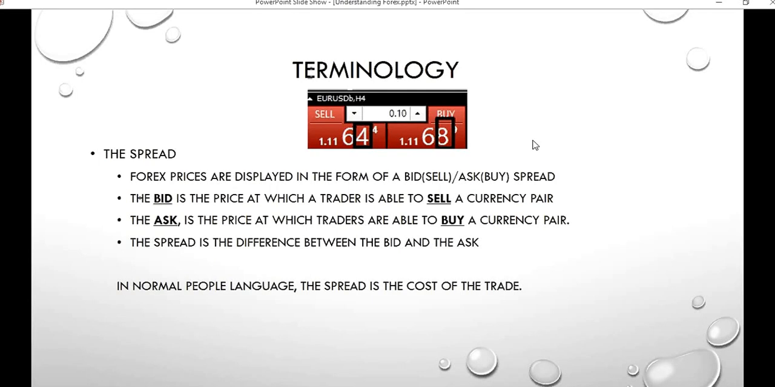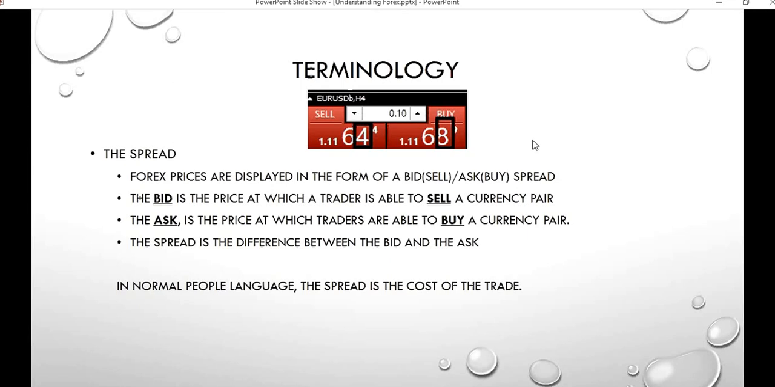So in normal people language, what that means is that the spread is the cost of the trade. The lower the spread, the cheaper it is to actually trade that pair. The cheapest pair to trade on the market is the Euro USD, the one I've got up there. I took that screenshot on a Sunday. The market was closed, so they would have a wider spread. But in general, the spread doesn't go any higher with my broker than 0.3 pips, which is really good.